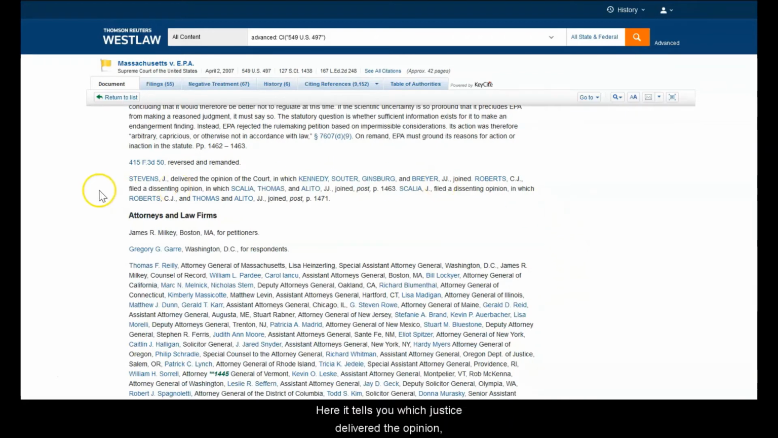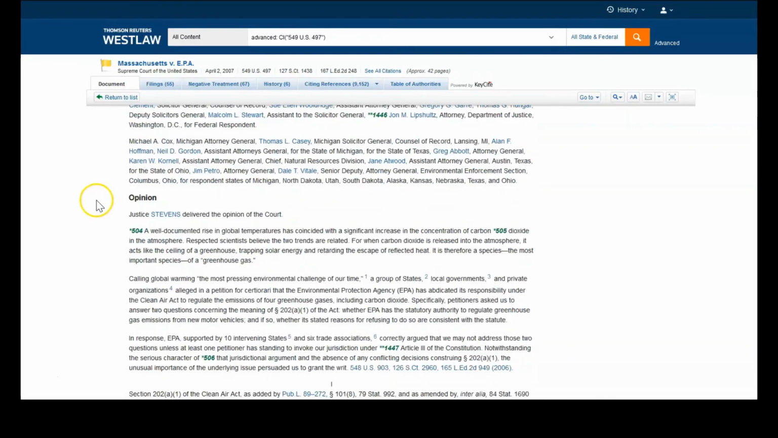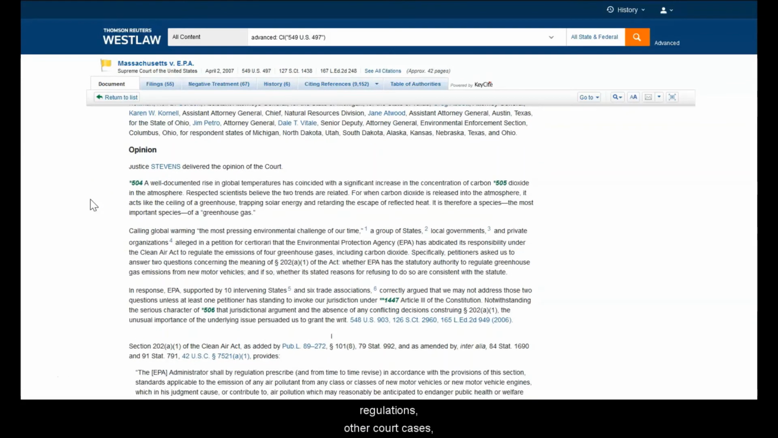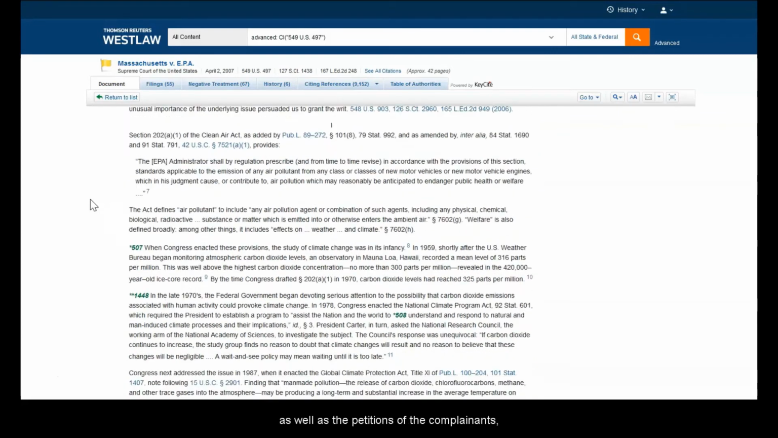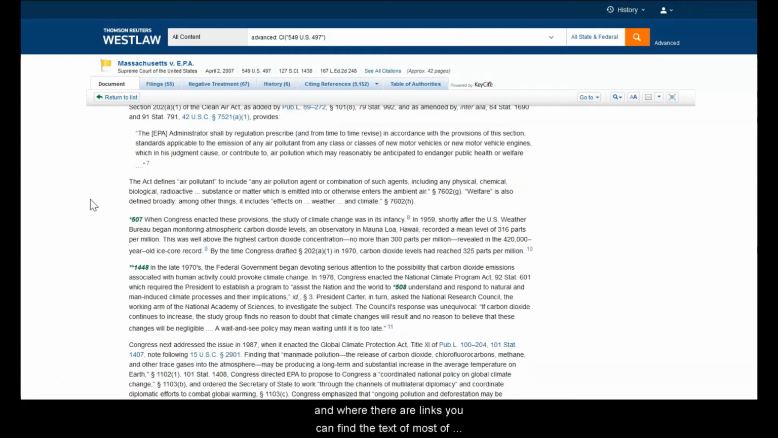Here it tells you which justice delivered the opinion, who joined in the decision, and who filed dissenting opinions. Then it names the attorneys and law firms. Finally, we get to the decision itself. Under Opinion of the Court, the decision cites all sorts of other documents, such as the United States Code, public laws, regulations, other court cases, as well as the petitions of the complainants, and where there are links, you can find the text of most of the documents on Westlaw.